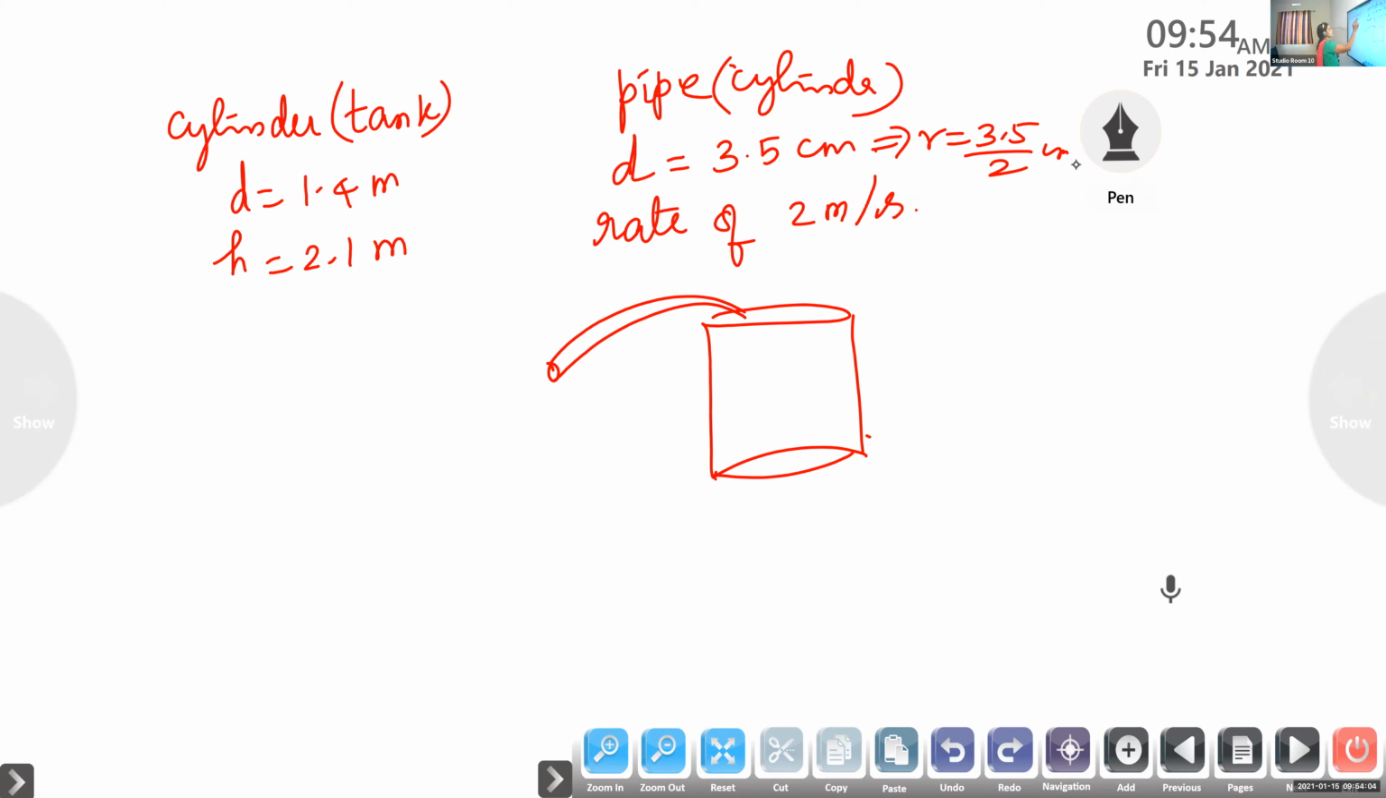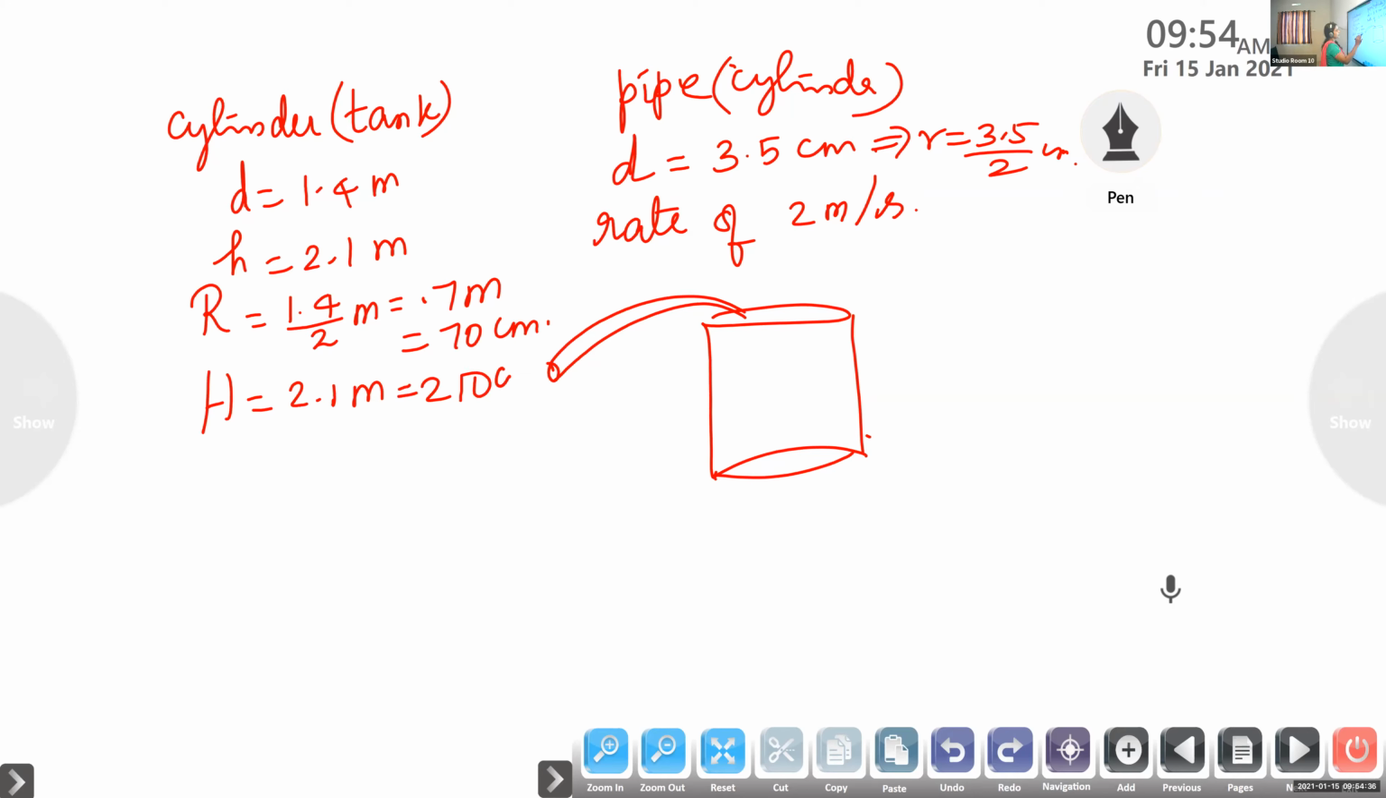Here also the diameter is 1.4 meter. So I am denoting this as capital R. Capital R will be 1.4 by 2 meters. 1.4 by 2 means it is 0.7 meters, which is same as 70 centimeters, isn't it? And what about the height of the cylinder? 2.1 meter, that is 210 centimeter. I am converting everything in centimeters.